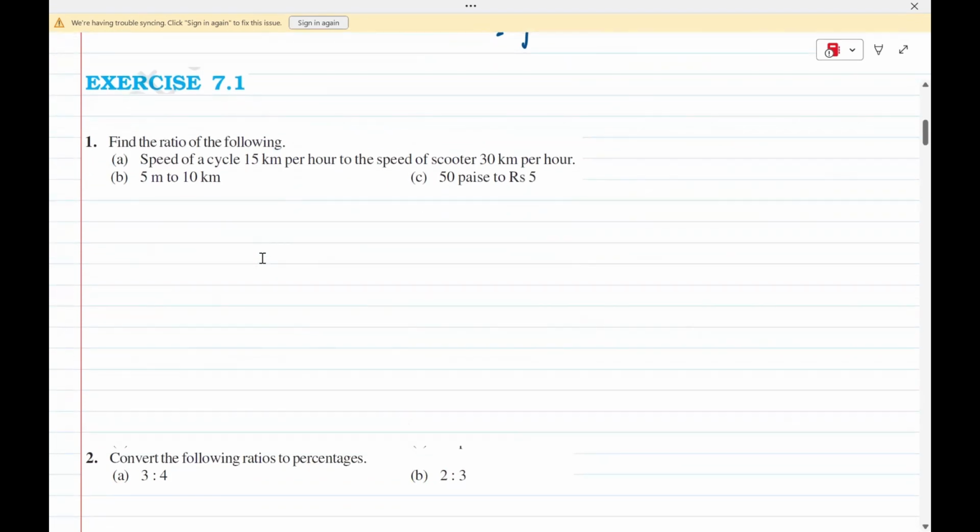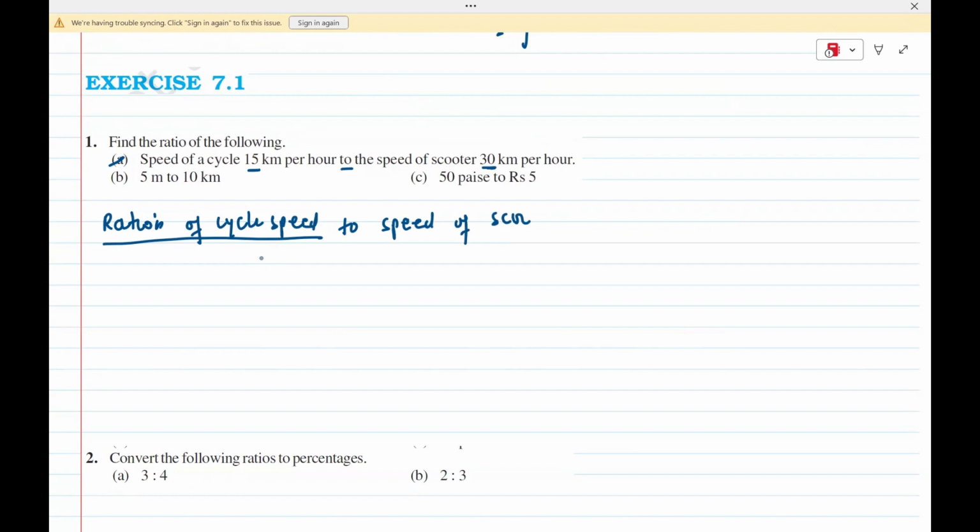So Exercise 7.1 says, find the ratio of the following. First one: the speed of a cycle is 15 km per hour to the speed of a scooter, 30 km per hour. So it means this is the first quantity and this is the second quantity. So I will say the ratio of cycle speed to the speed of scooter.